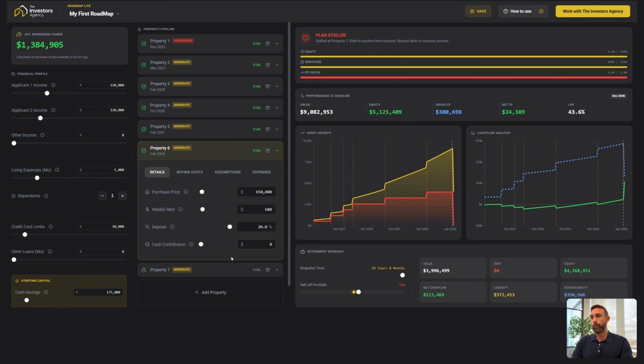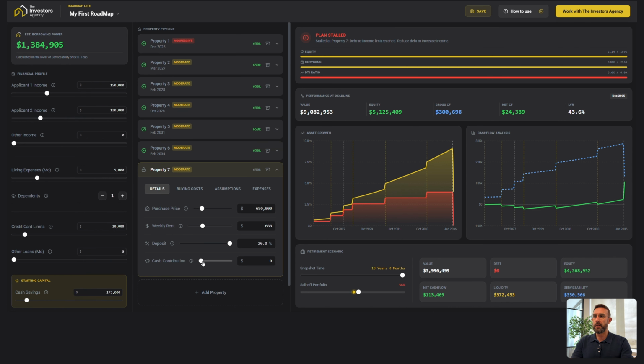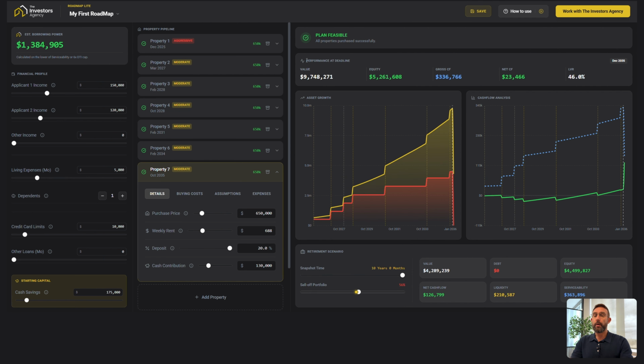To fix this, we would then simulate being able to potentially put a cash contribution towards property number 7, which would then reduce the debt on this purchase and get it across the line. In this case, $130,000 will do the trick. On the top bar here, you can see the performance at deadline status.